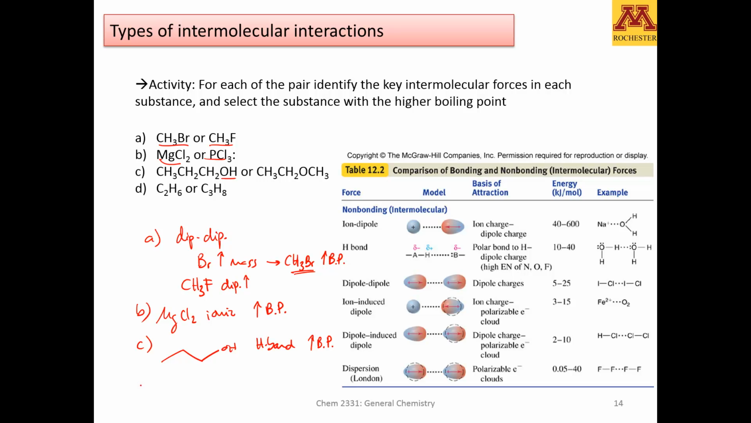And finally we are comparing methane and propane, sorry, ethane and propane, yes. They both have the same kind of interactions: London or dispersion forces. However, propane has the larger mass, therefore it will have the highest boiling point. Only in very few specific cases, and I will tell you that this case is actually problematic, will you be able to tell which one is the substance with the highest boiling point.